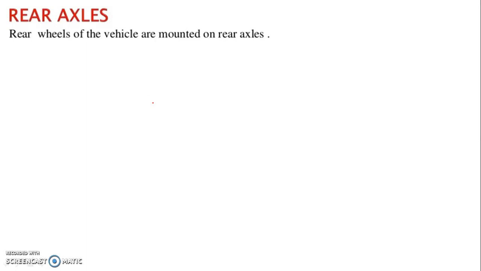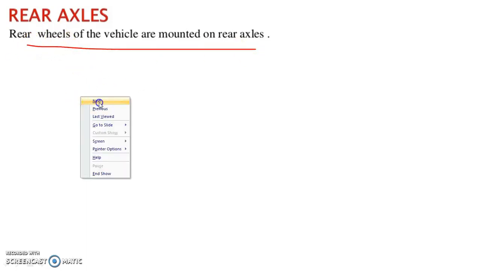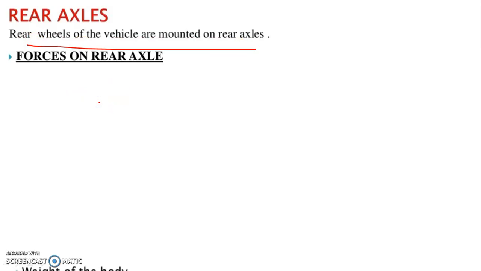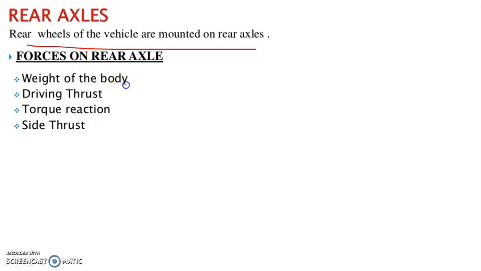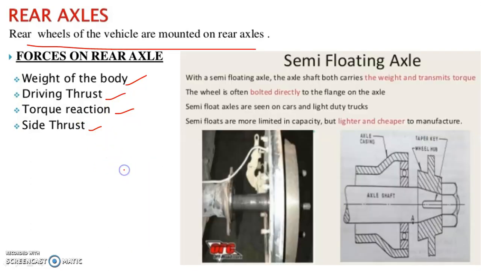Rear axle, next point. What is rear axle? Rear wheels of the vehicle are mounted on the rear axle, as the name suggests. What are the forces that act on the rear axle? Let us see what these forces are: weight of the body, driving thrust, torque reaction, side thrust. These are the forces which act on the rear axle.